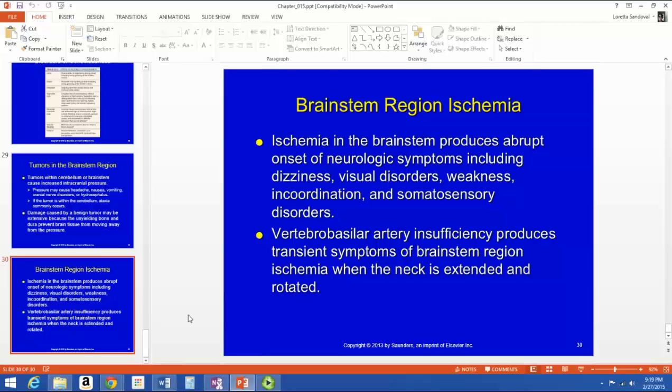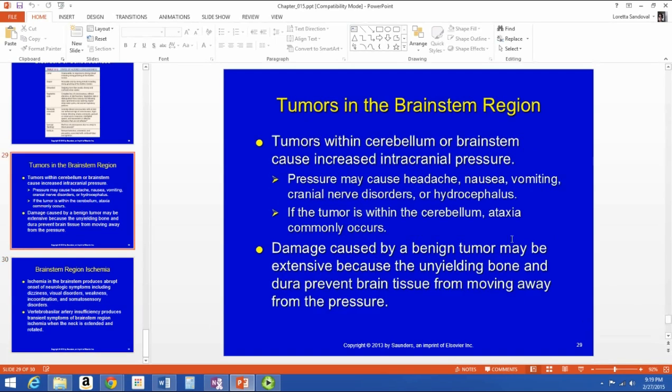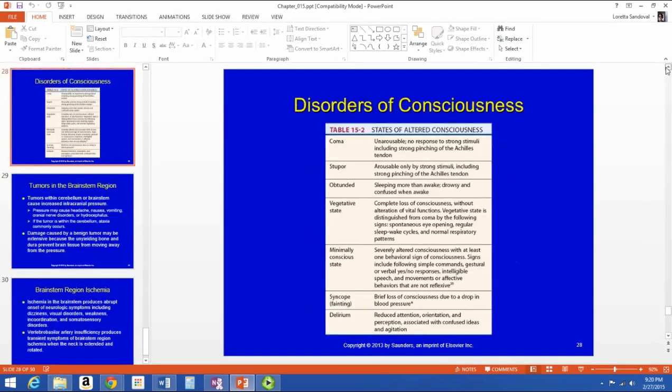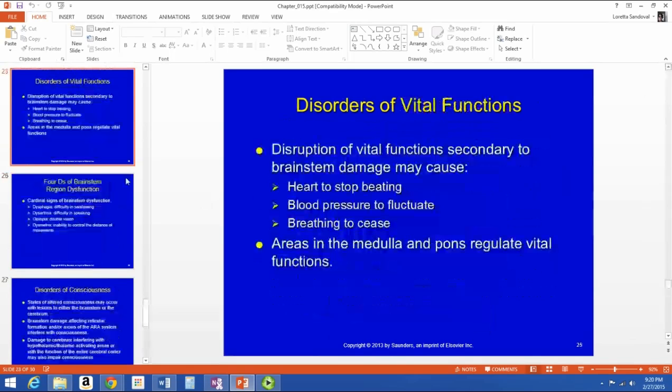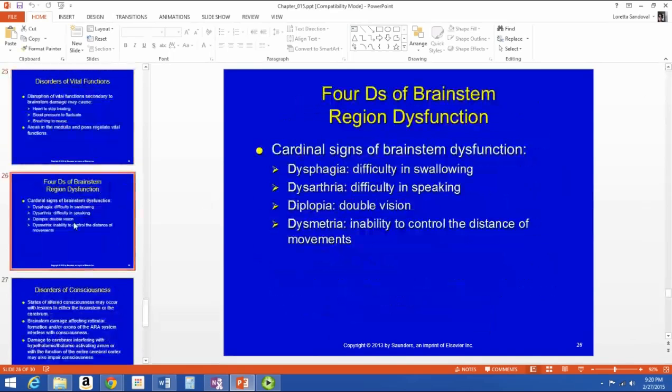So basically, I want you to know the different areas of the brainstem and basically their function, just their basic function. Just the 4 Ds of brainstem dysfunction. Dysphagia, dysarthria, diplopia. Let me get the slide up so you can see it. Dysphagia, dysarthria, diplopia, and dysmetria. 4 Ds of brainstem dysfunction. Okay, that's what I want you to know. And each area and its basic function.